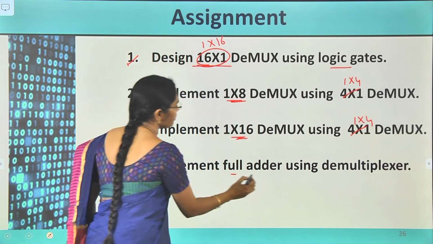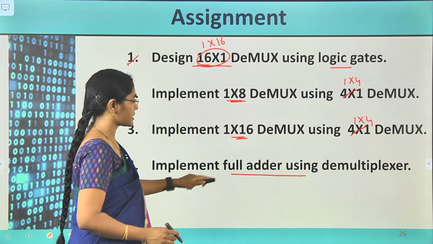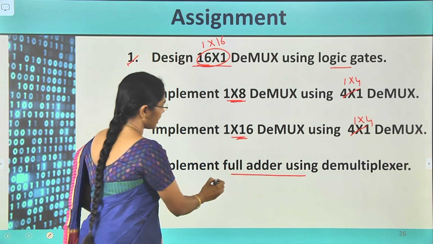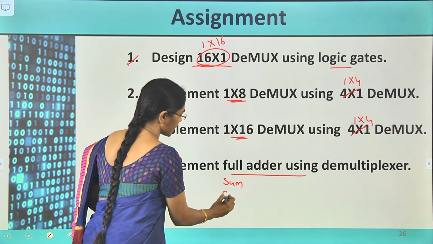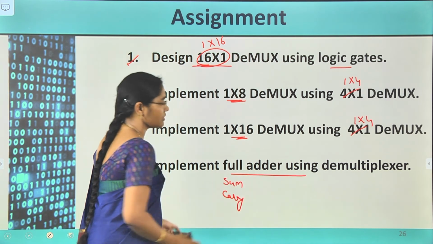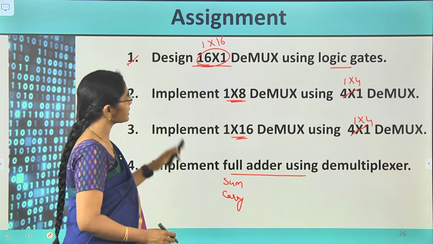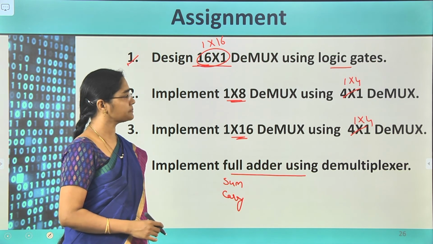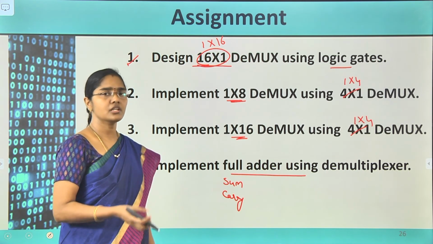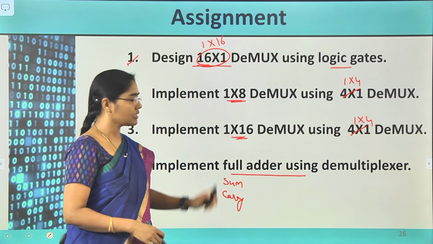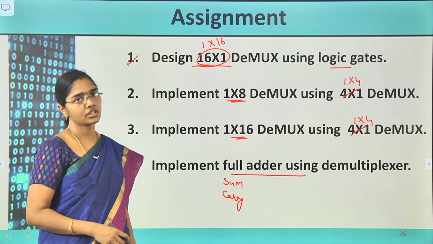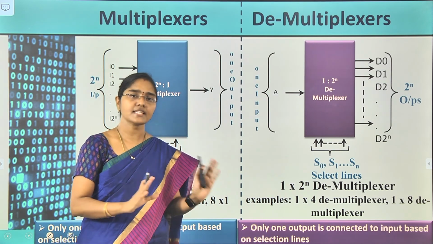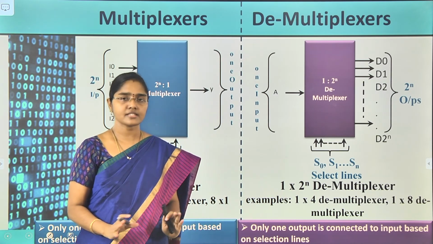Next one is implement a full adder using a demultiplexer tree. A full adder is a logic function having two Boolean functions, sum and carry out. Implement these two using demultiplexers. Take these as assignment questions so that you can get a better understanding of the topic of demultiplexers, demultiplexer trees and implementation of Boolean functions using demultiplexers. So till this we have seen multiplexers in the last lecture and demultiplexers in this lecture.